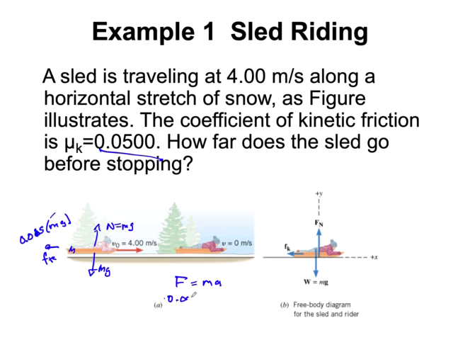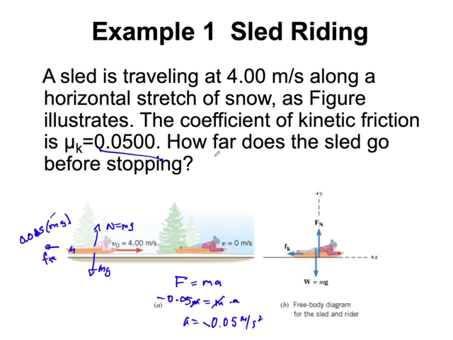0.05 mg equals the mass of our object m times the acceleration. Sure enough, the mass of our object cancels, and our acceleration is 0.05 meters per second squared. Technically negative because we're slowing down. You could have also said the force was negative.